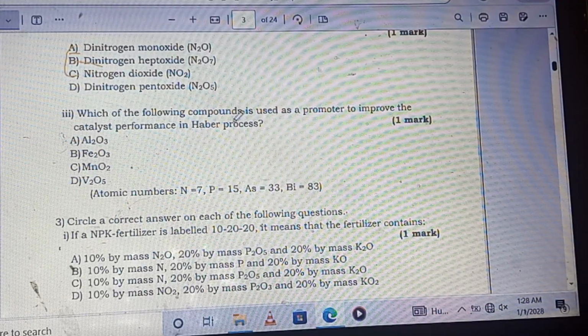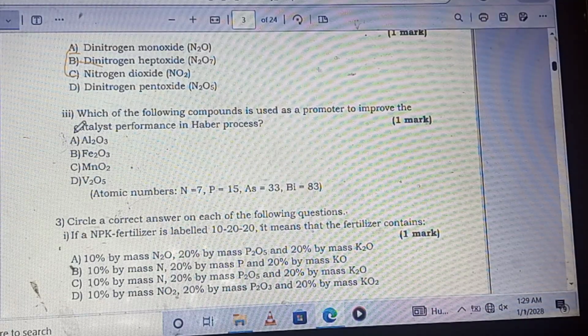III. Which of the following compounds is used as a promoter to improve the catalyst performance in the Haber process? The correct answer is letter A, aluminium oxide. This aluminium oxide acts as a promoter that promotes the iron catalyst to produce ammonia in the Haber process.